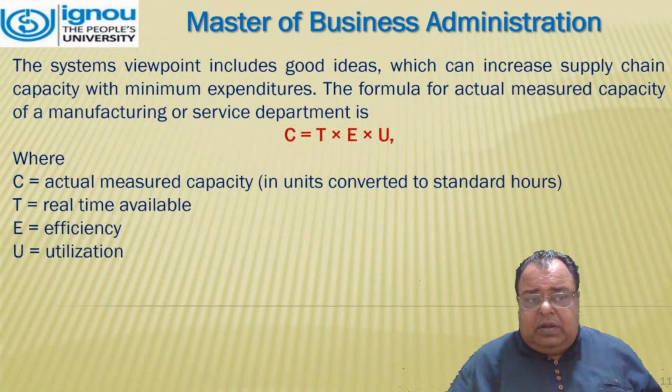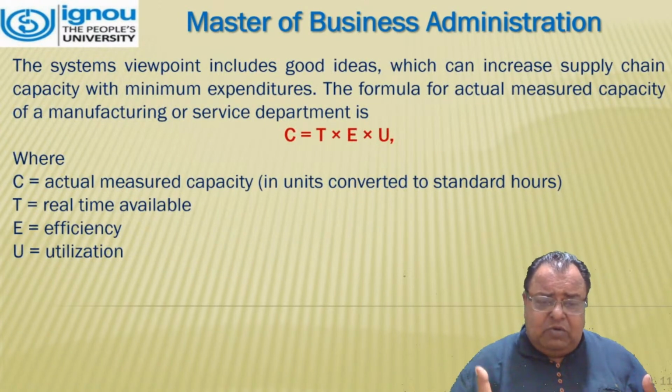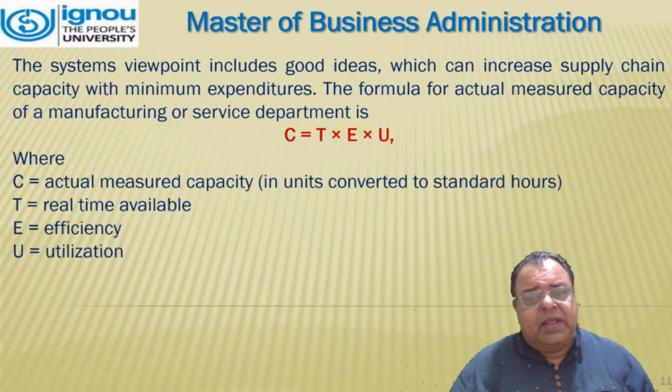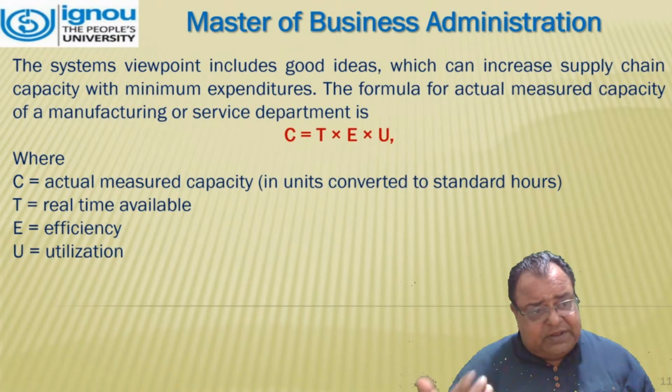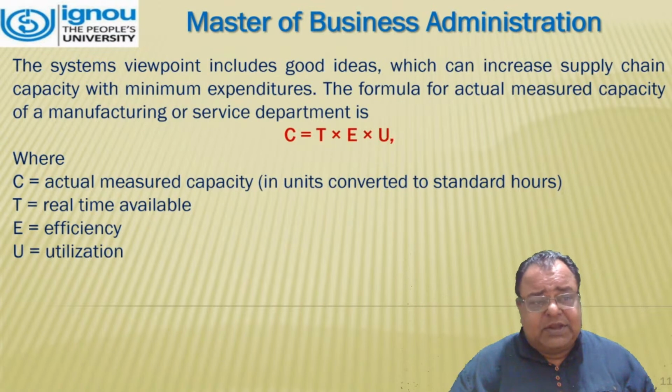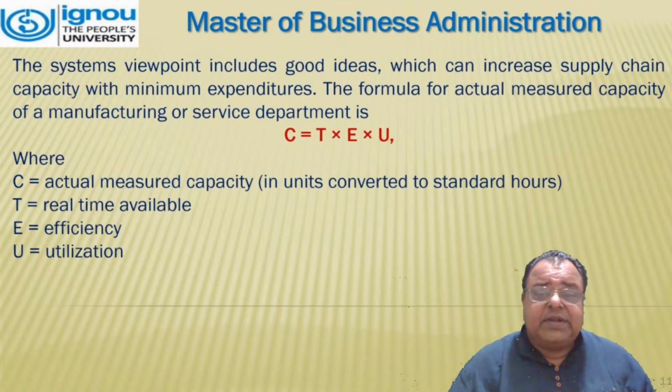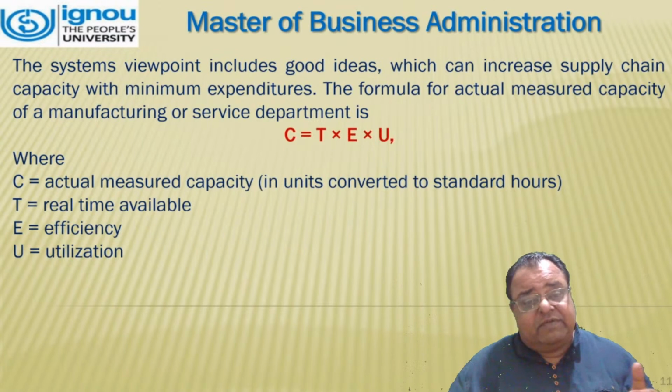The system viewpoint includes good ideas which can increase supply chain capacity with minimum expenditures. The formula for actual measured capacity of a manufacturing or service department is given by this relation. That is, C, capacity, is equal to T multiplied by E multiplied by U, where T is the real time available, E is the efficiency, and U is the utilization of the system.